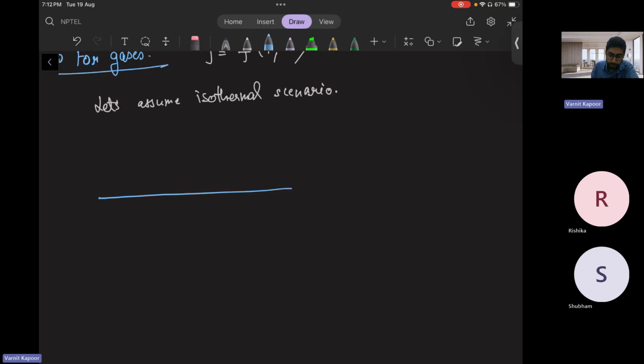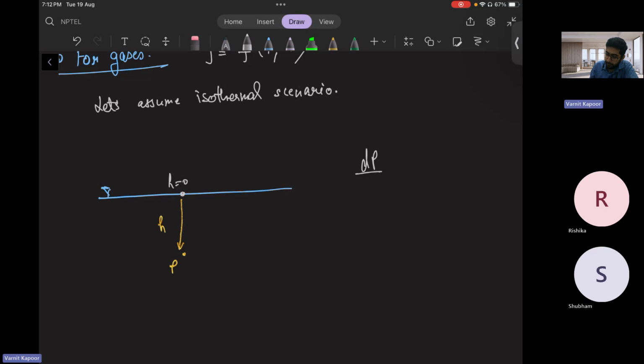So again, I have a reference level here. The point here is 1, where h is 0. Then I have considered a point P here, and this height is till h. Now, this is a gaseous scenario, not liquid. So what's going to happen?